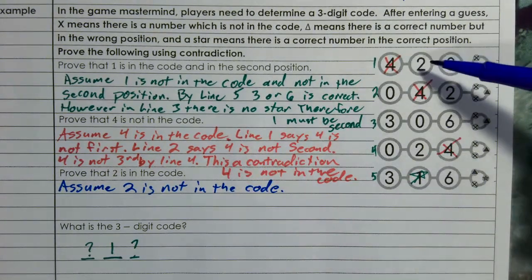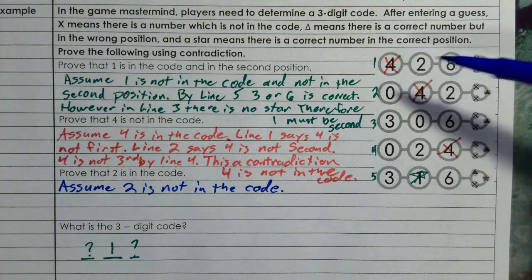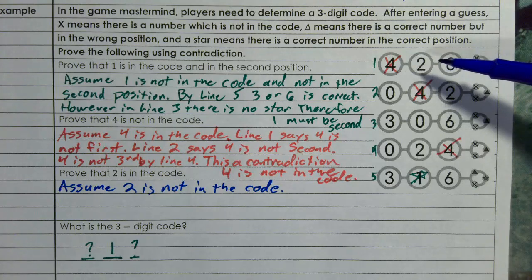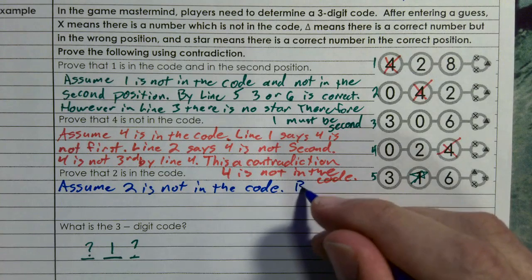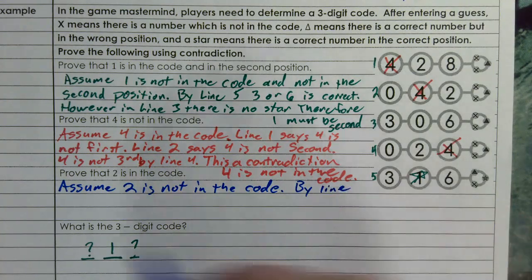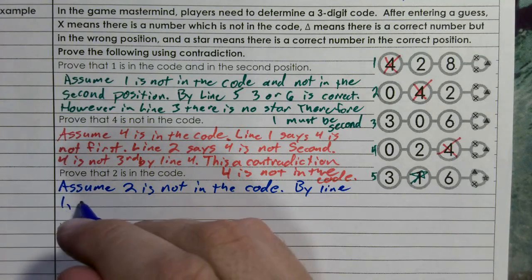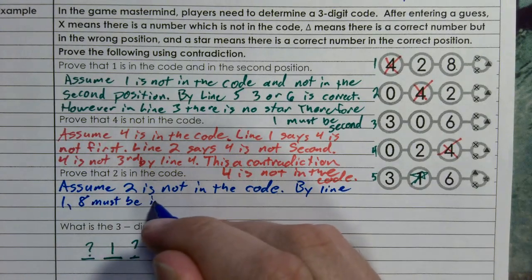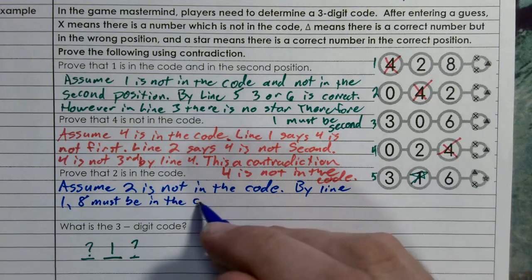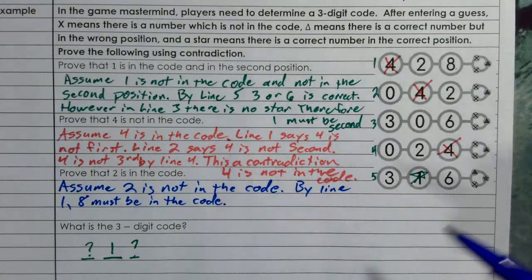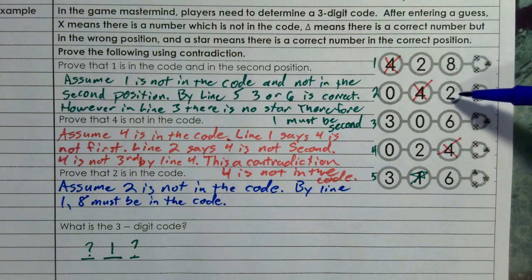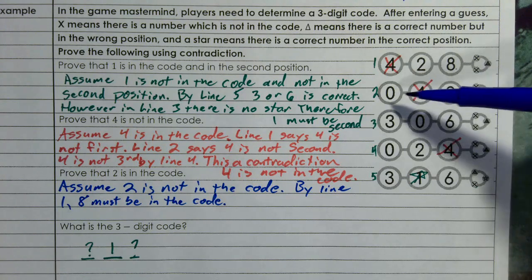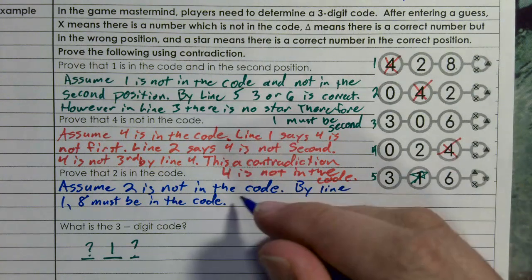Okay, so that would mean on this line, 4 we already proved is not in the code. If 2 is not in the code, 8 must be in the code. Okay, so 8's in the code. If we jump to this one, we're assuming 2 is not in the code, but we've got to have at least one number in there. So again, 0 must be in the code.